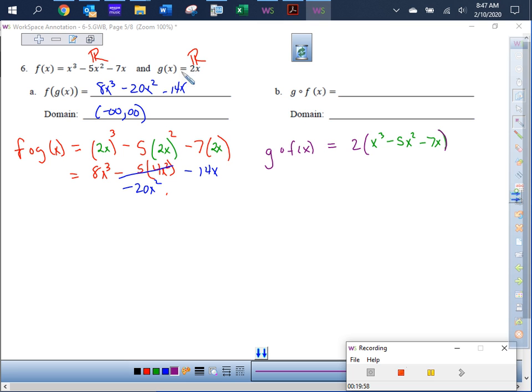So as you see, by just putting this in for x, it's basically the distributive property. That's 2x cubed minus 10x squared minus 14x in that case. And again, everybody was invited. Nobody got kicked out. Those are some of the most plain Jane composites.